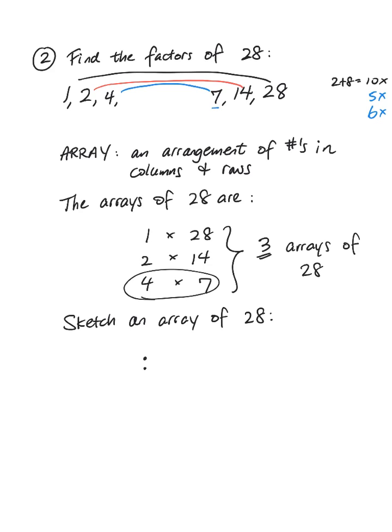So, 1, 2, 3, 4, and again, 1, 2, 3, 4, for seven rows in all. So we've got 4, 8, 12, 16, 20, 24, 28. So this array is a 4 by 7.